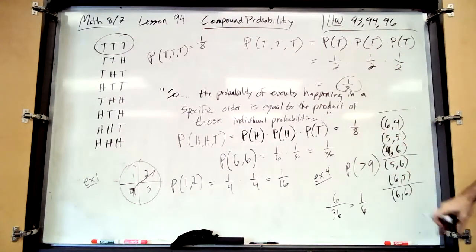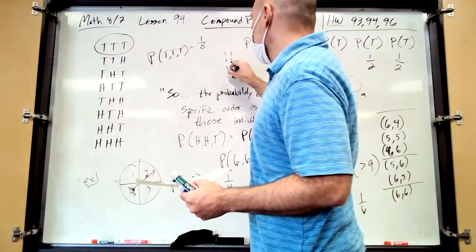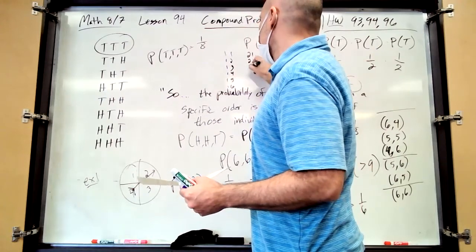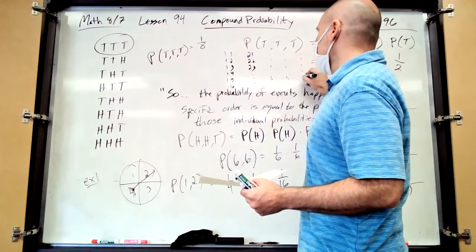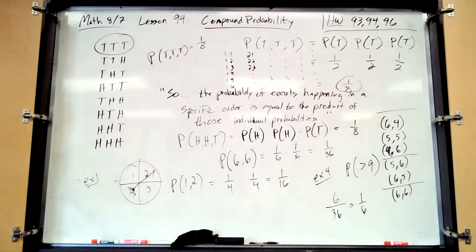Okay, you guys think you can handle a problem like that? If you need to write it out like this: 1,1, 1,2, 1,3, 1,4, 1,5, 1,6, 2,1, 2,2, 2,3, and so on, all the way down to 6,6. You need to make a little chart and then circle which ones add up to more than 9. That would be easy too, okay?